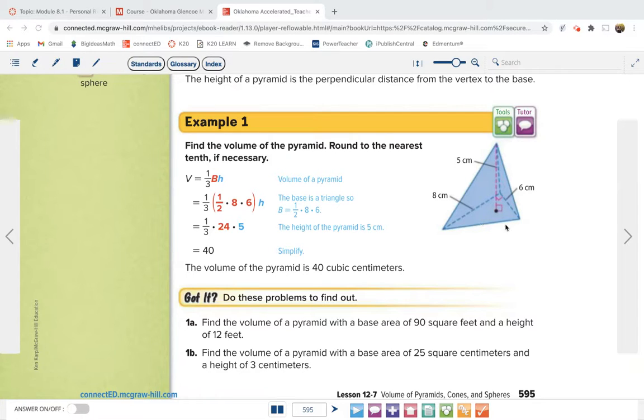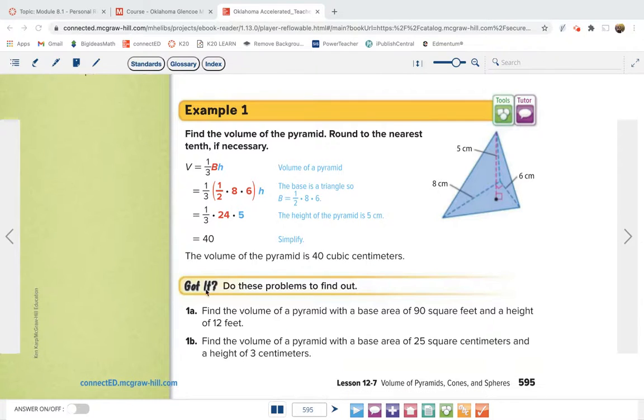So looking at just the bottom, the base would be 6, the height would be 8. Or if you switch those, it wouldn't matter. Then we have the height of the whole figure, which is 5. So we're just plugging those numbers in. 1/2 of 8 is 4. 4 times 6 is 24. The order doesn't matter when you're multiplying. So they did 24 times 5, then times 1/3, and you get 40. So the volume of this triangular pyramid would be 40 cubic centimeters.